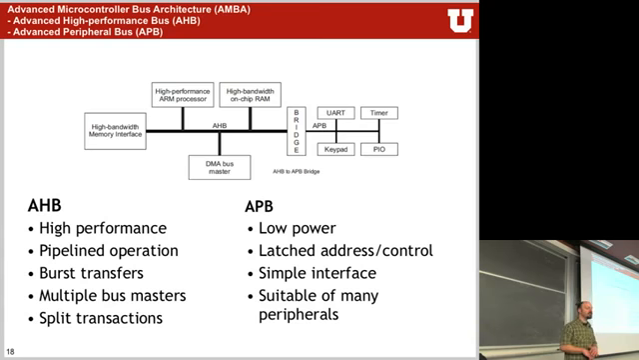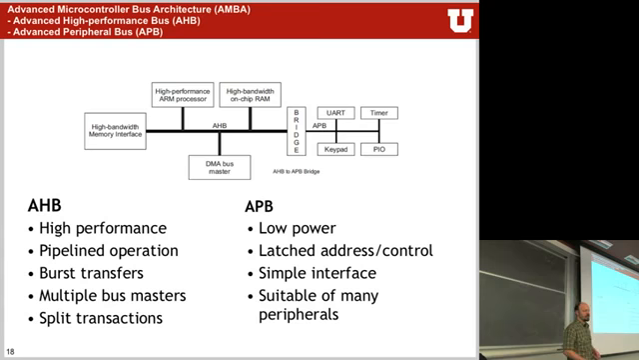AHB is for high performance, has pipelined operation, we will look into that in a second, has burst transfers, can have multiple bus masters, so it's a multi-master bus. It can have split transactions. While the APB is lower power, it's latched address control, has a simple interface, and is suitable for most or almost all peripherals, many peripherals in this case.